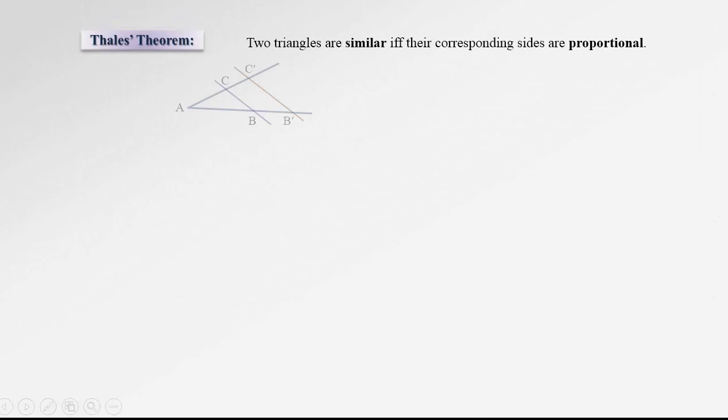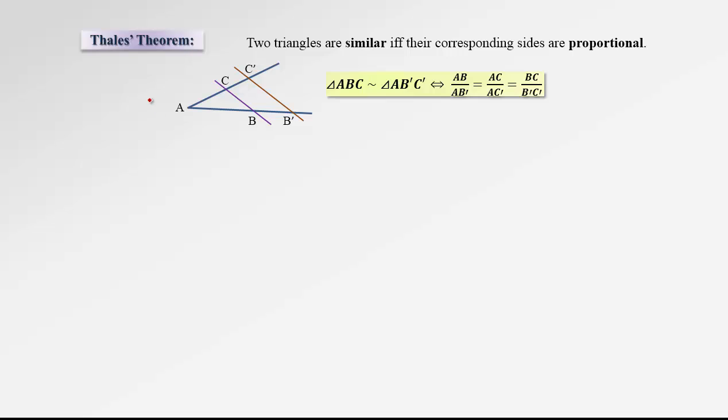Let's see another type of word problems. This bunch will refer to the famous theorem in geometry called Thales theorem. This theorem is about properties of similar triangles. Here we have a diagram of two similar triangles ABC and AB prime C prime. The theorem states that two triangles are similar if and only if their corresponding sides are proportional.